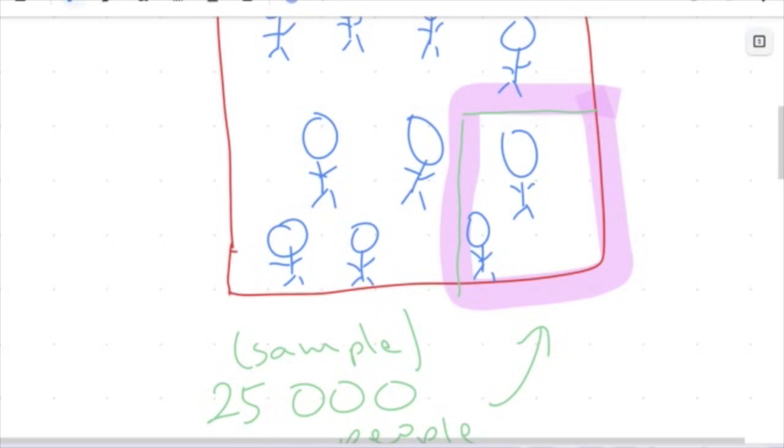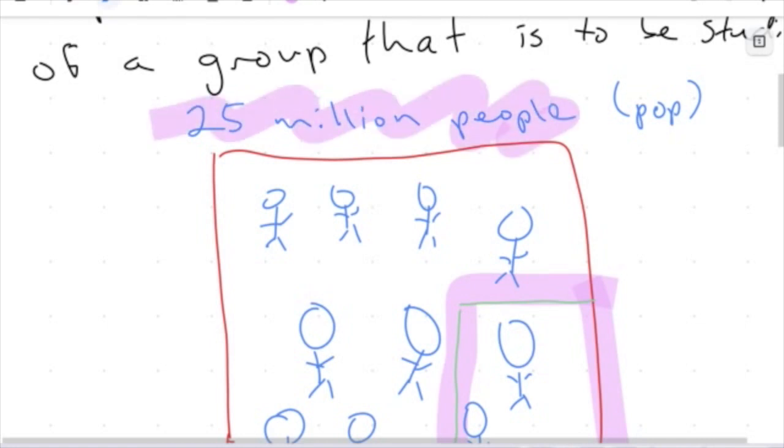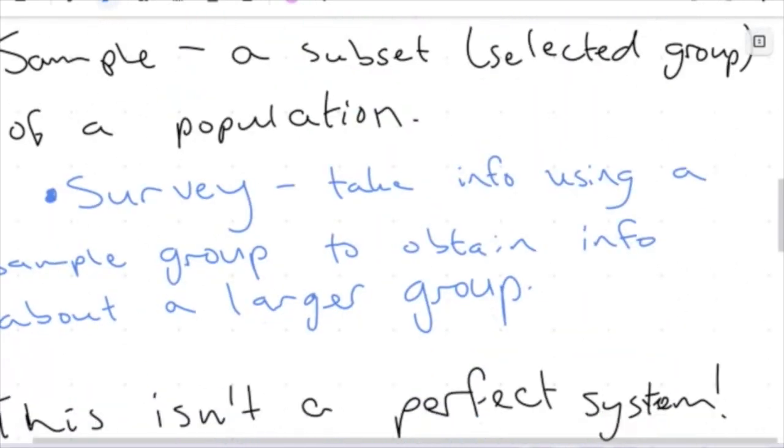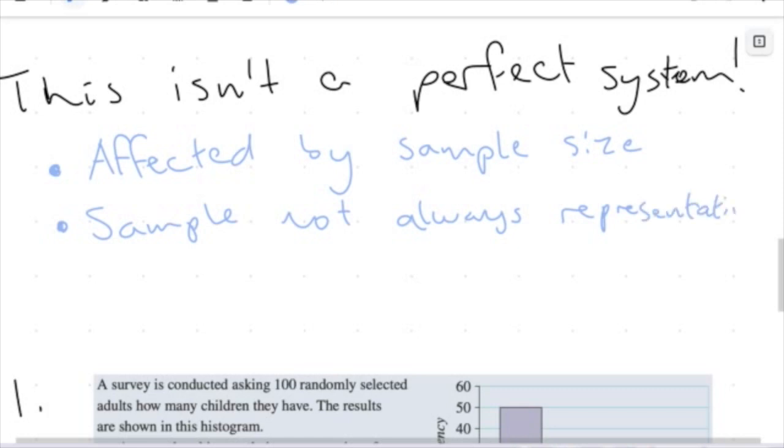So the smaller the sample size, the smaller the accuracy. If we want to make a conclusion about the millions and millions of people, the 25 million in fact, we're going to need a pretty big sample size in order to make these really big conclusions and obtain information about a whole population. In the same way, the sample may not be representative of a larger group. So we can say sample is not always representative of the larger group. Sometimes it is actually biased.